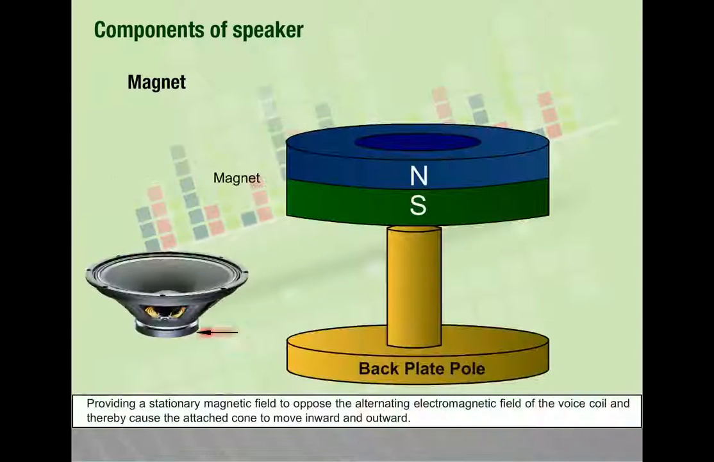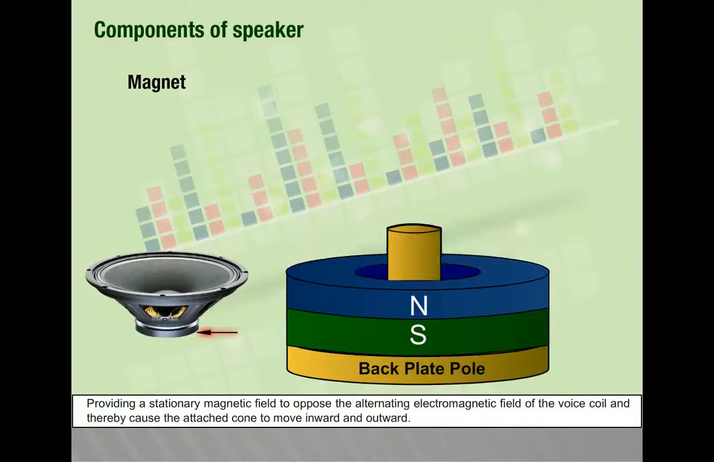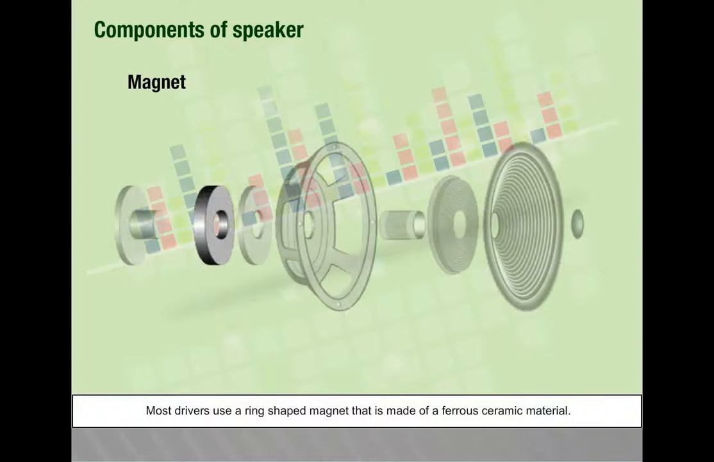Magnet, providing a stationary magnetic field to oppose the alternating electromagnetic field of the voice coil and thereby cause the attached cone to move inward and outward. Most drivers use a ring-shaped magnet that is made of a ferrous ceramic material.